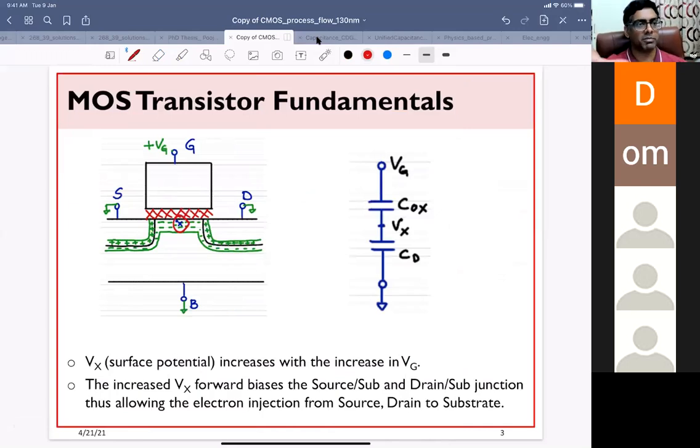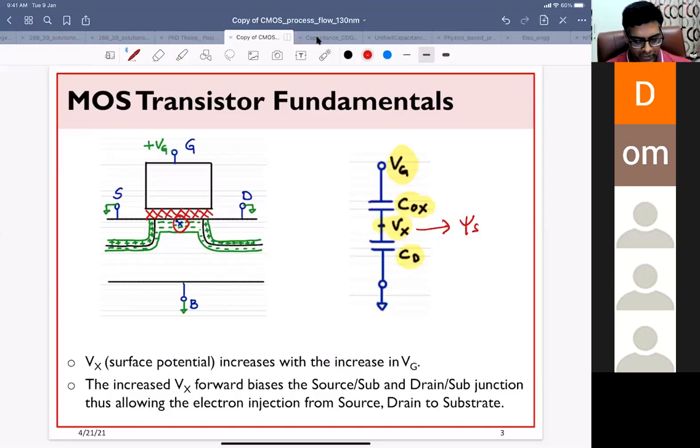From the circuit model point of view, you could see that we have a capacitance divider. I have my gate voltage Vg, then I have oxide capacitance, I have depletion capacitance, and this is my Vx. And Vx, as we discussed in the class, is our surface potential, right? Surface potential is nothing but the potential drop in the silicon, and there will be a potential drop in the silicon if we have some electric field. No electric field, no potential drop in the silicon, no potential drop in the oxide.